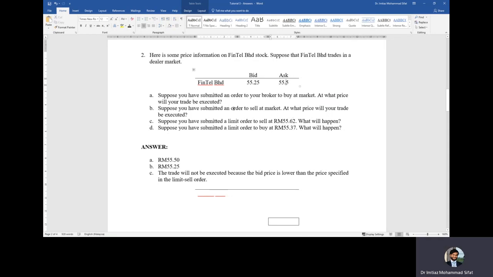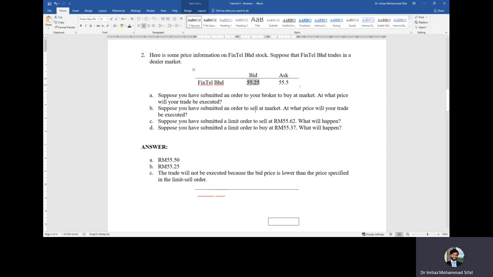On the contrary, if the order is for a market sell order, the best rate that we can sell at is the bidding price, which is 55.25. So if we have to buy, we buy at the higher rate. If we sell, we have to sell at the lower rate, as the common wisdom goes. So these two are pretty straightforward.